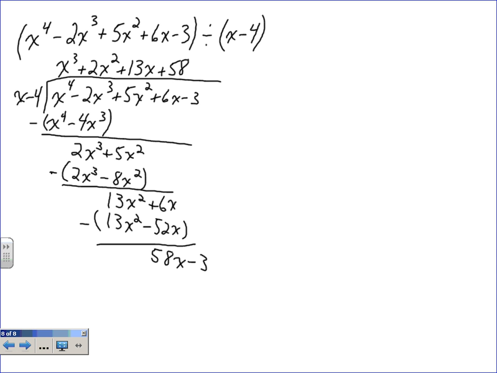You think we're going to have a remainder? Yes. It looks like it. 58 times x is 58x. And 58 times negative 4 is negative 232, I believe. I believe that's correct. And put parentheses and subtract. Negative 3 minus a negative 232 is a positive 229. And that is my remainder. And we'll just go up here and put remainder 229. Okay? I'm going to do one more here.